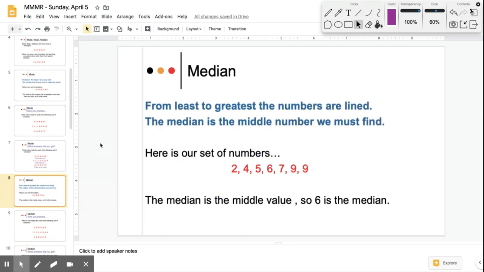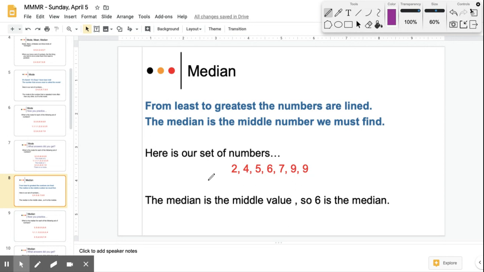Moving on to median. From least to greatest, the numbers are lined up. The median is the middle number we must find. So another word for median is middle. You're trying to find the middle number. So again, numbers have to be listed in order from least to greatest. And I'm going to use the little drawing tool, and this strategy is the same strategy I want you to use when you go and practice on the next slide.